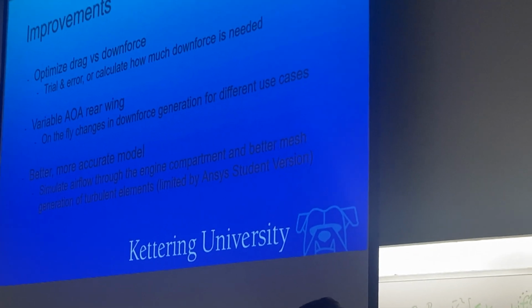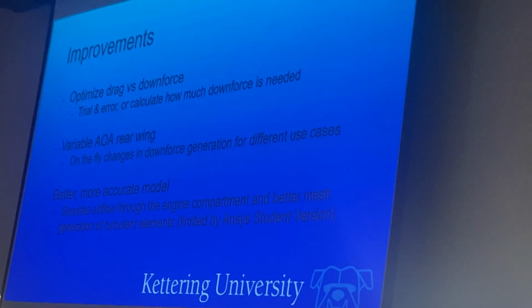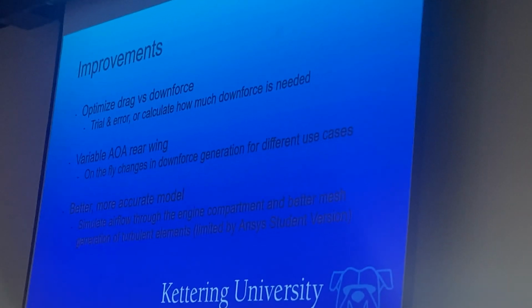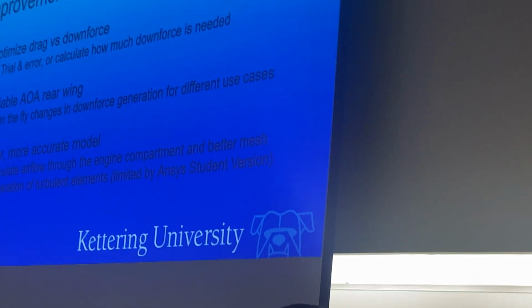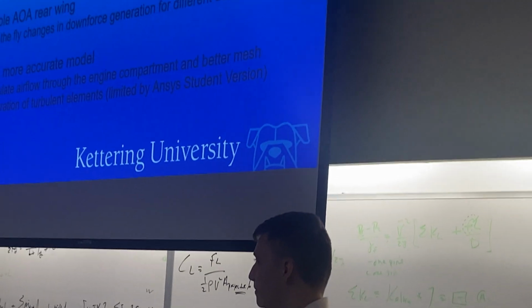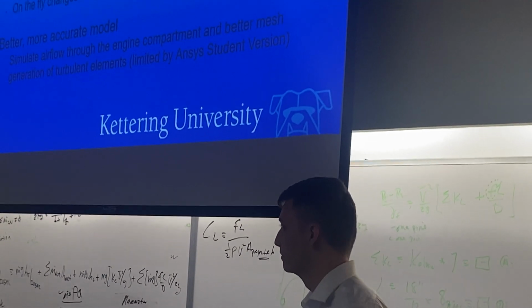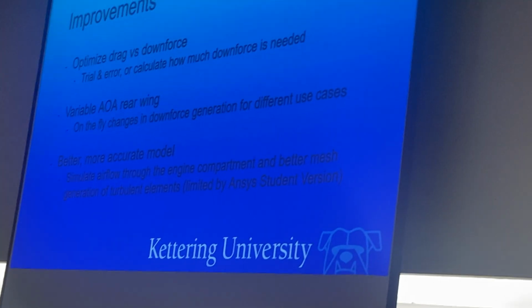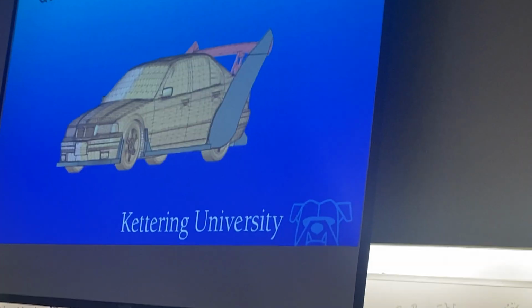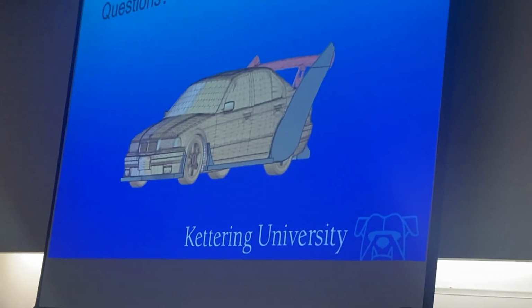And then, of course, if we could get access to the full ANSYS software, we could do a lot more things like calculating the rotation of the wheels, using a better model, because we're limited just by how many elements we can do in the student software. And that is all. Does anyone have any questions?